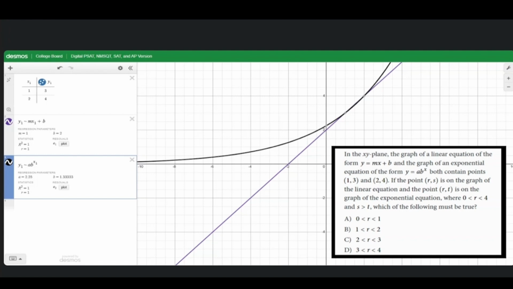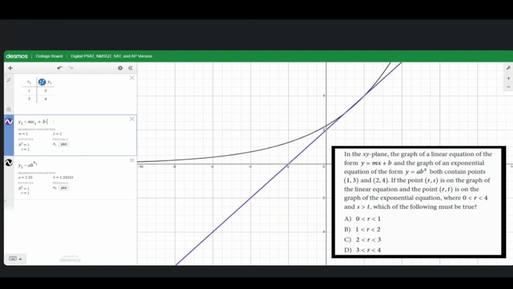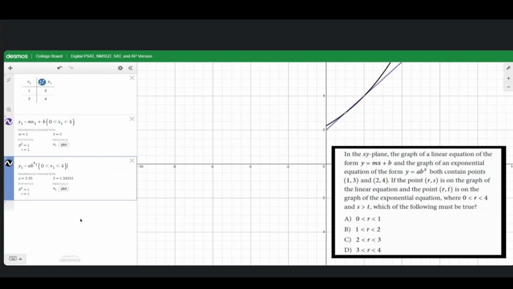Now, I already said that they are talking about a restricted domain between 0 and 4. So honestly, I get a little confused when I see the entire graph, so I want to restrict the domain. I'm going to place a curly bracket here. 0 less than x1, because that's a new domain, x1 is less than 4. There you go. I'm going to copy this, Control C, Control V. Both are restricted now.